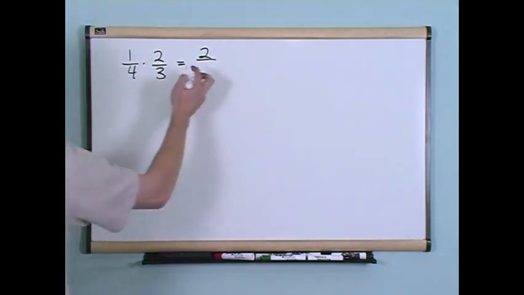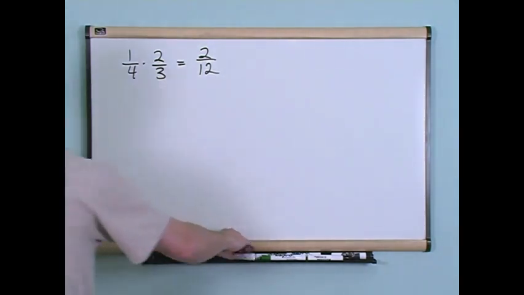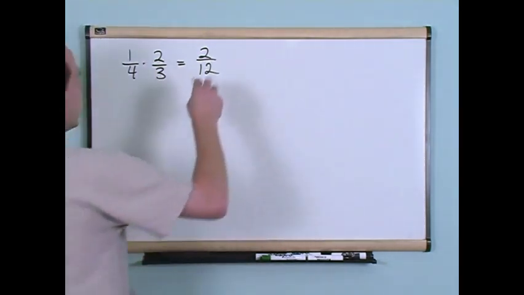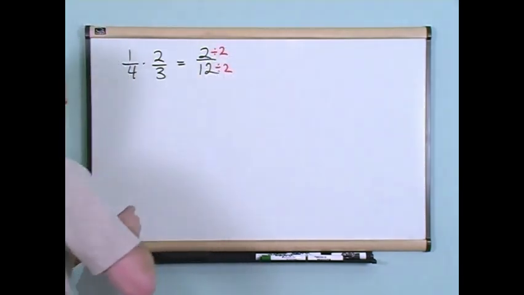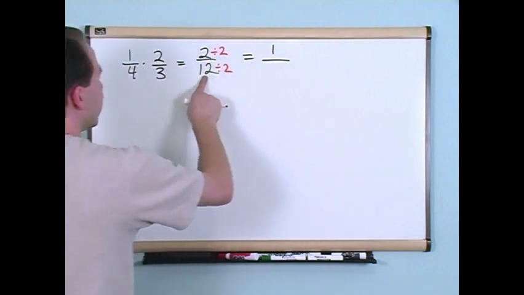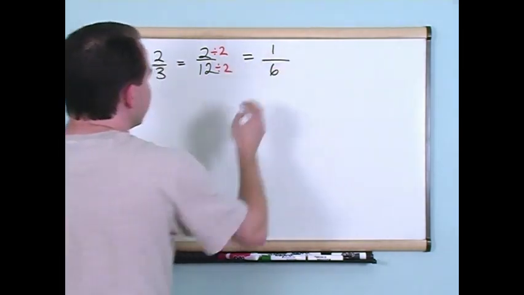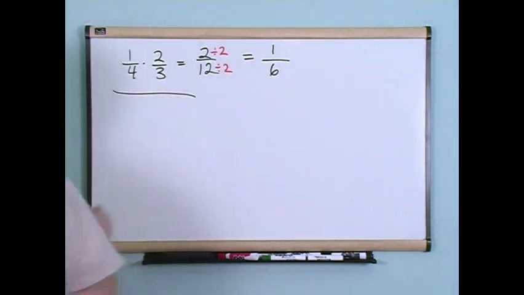Multiply the bottom. 3 times 4 is 12. Ask yourself, can I simplify the fraction here? Yes, you can, because you can divide the top by 2 and the bottom by 2. As long as I'm doing the same thing to the top and the bottom, that's okay. 2 divided by 2 is going to be 1, and 12 divided by 2 is going to be 6. And this is as simple as you can get, 1/6.